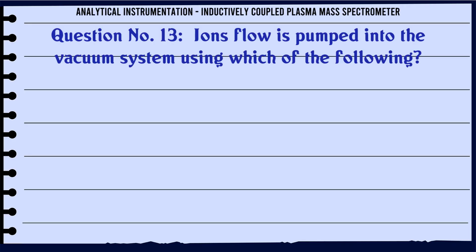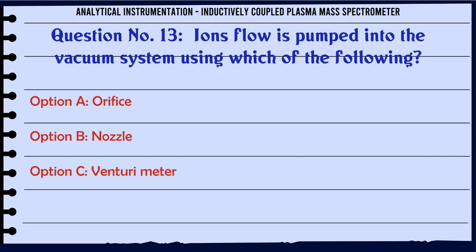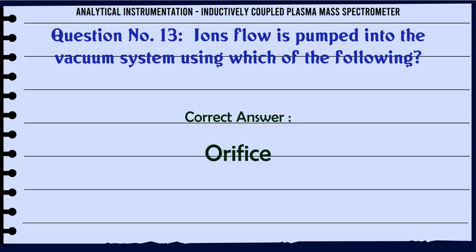Ion flow is pumped into the vacuum system using which of the following: A. Orifice, B. Nozzle, C. Vein to remitter, D. Dull tube. The correct answer is orifice.